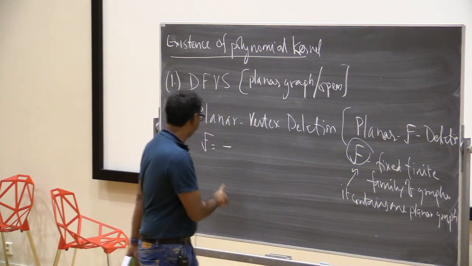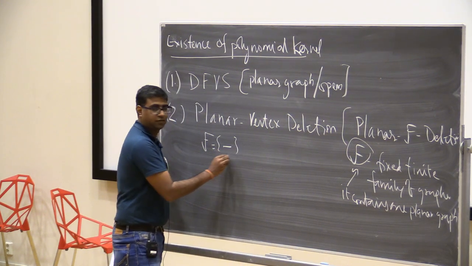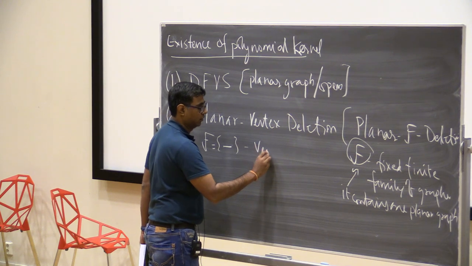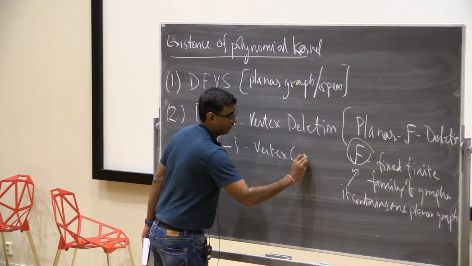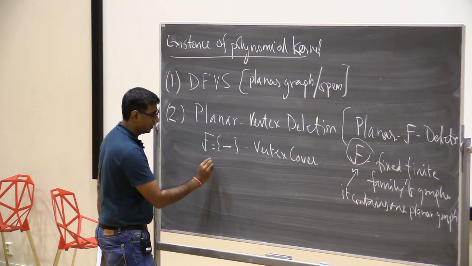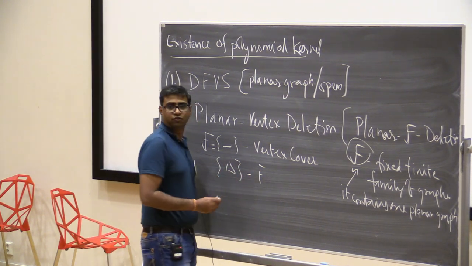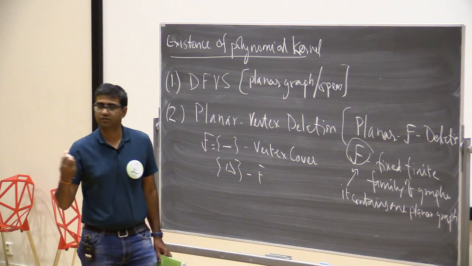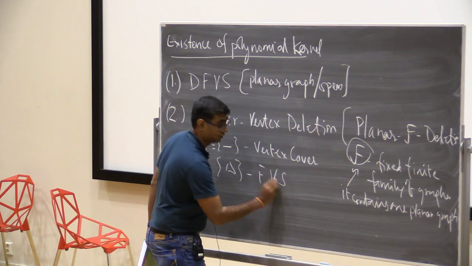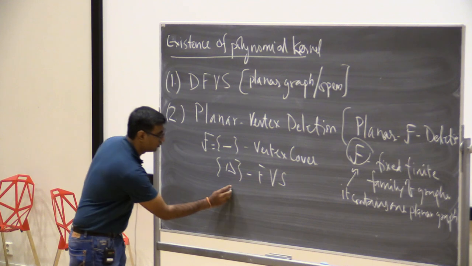Okay? So now if you put F as just an edge, this is nothing but vertex cover. And if you take F as a triangle, you do not want any cycle in your graph. So this corresponds to feedback vertex set, FVS in undirected graphs. And so on and so forth.